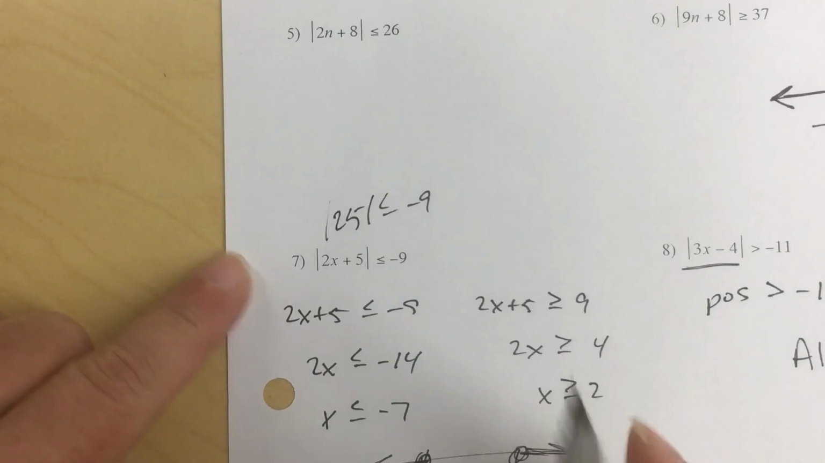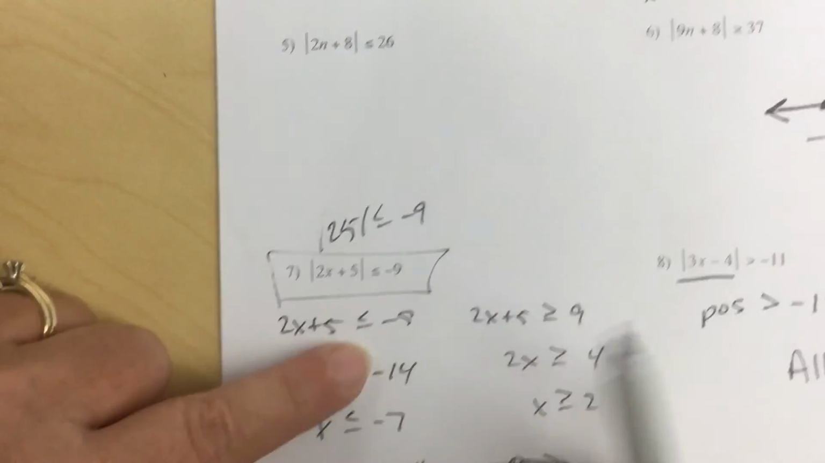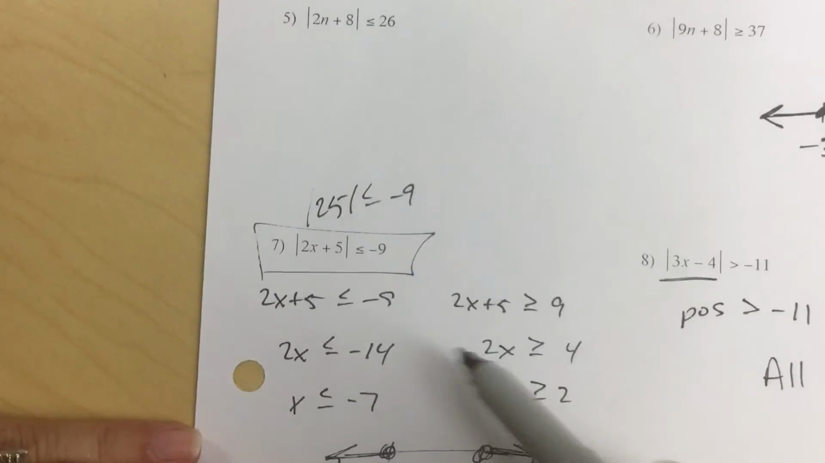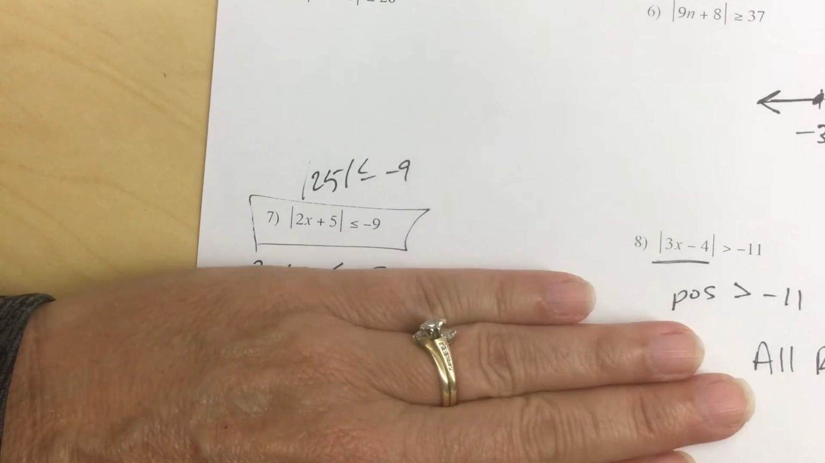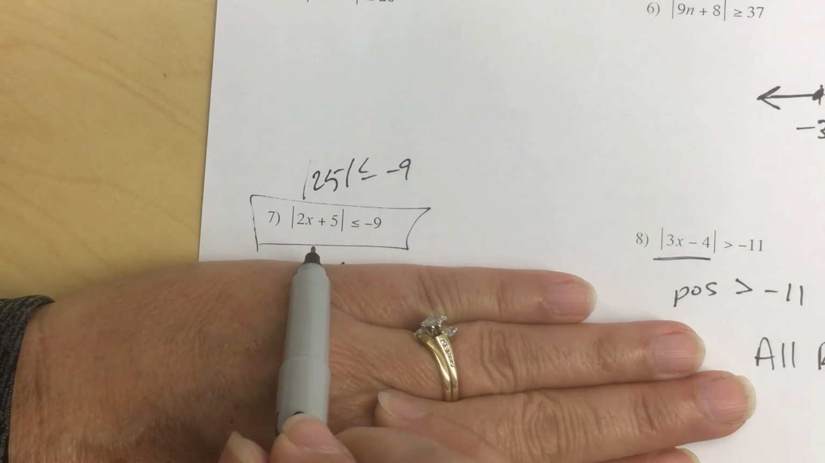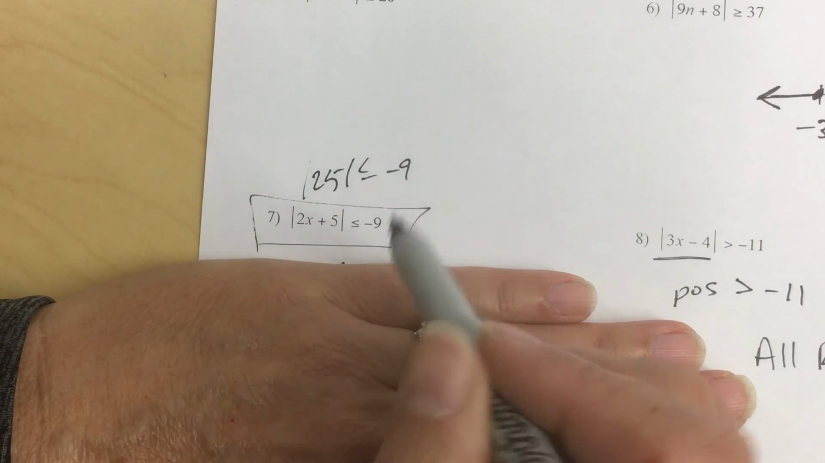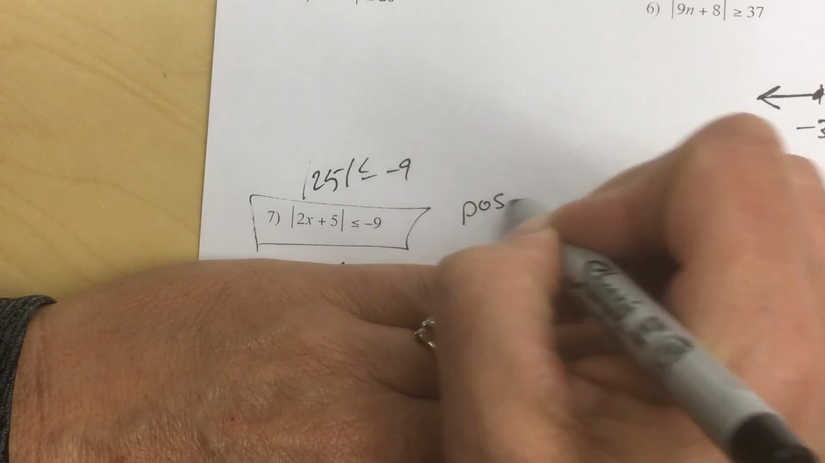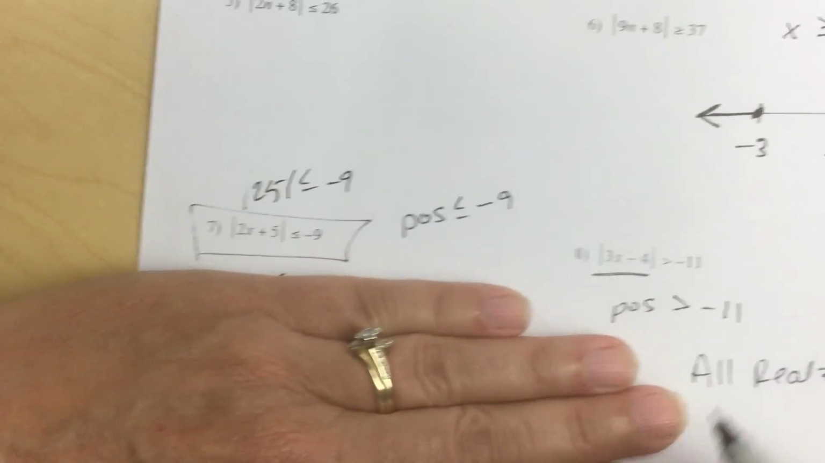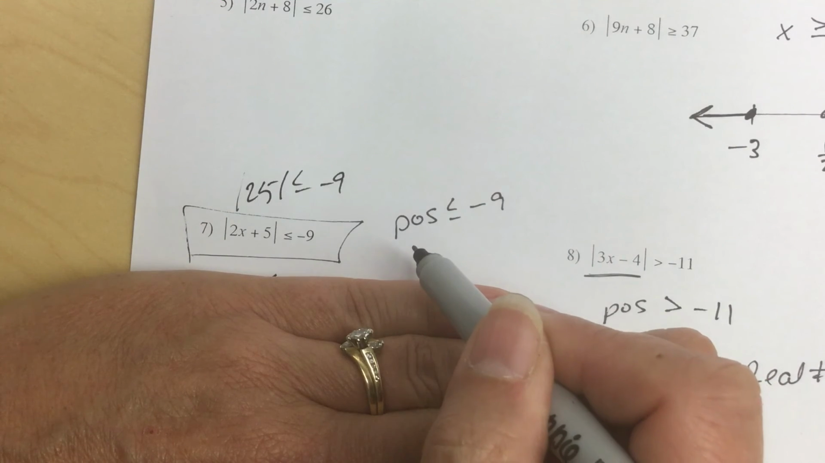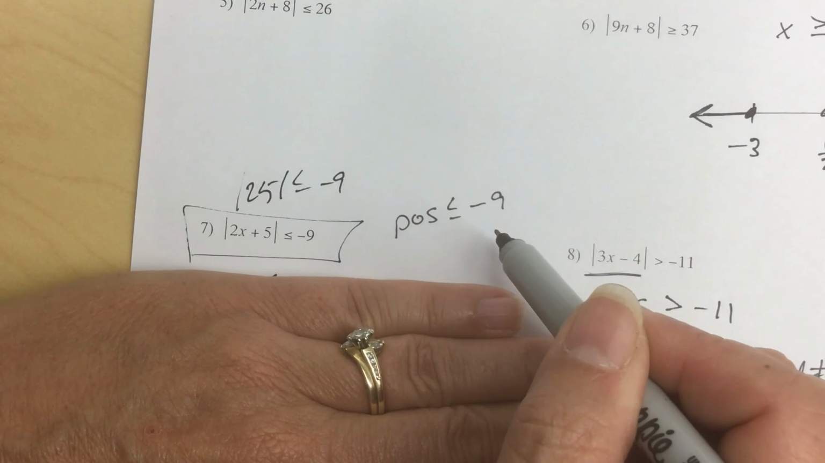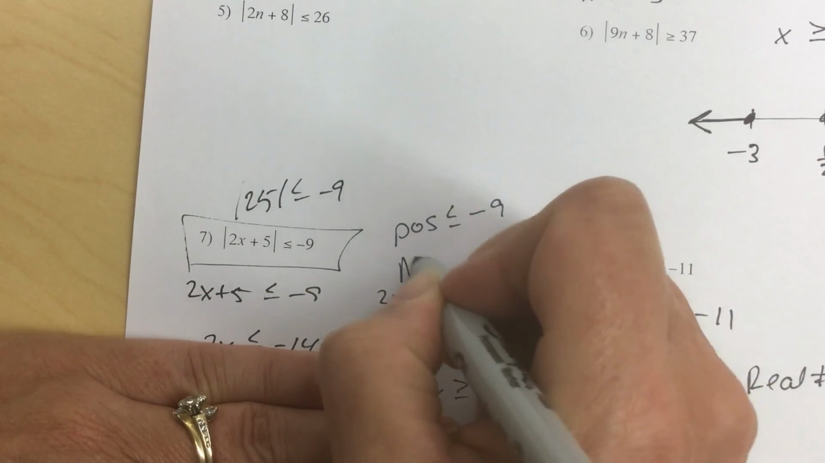I just worked this one out, but if you have something like this, like we were showing, if you work it out, you get something that looks logical. So if you look at it from the very beginning, you've got some positive number is less than or equal to negative 9. And no matter what positive number you pick, it's not less than or equal to a negative number. So this is no solution.